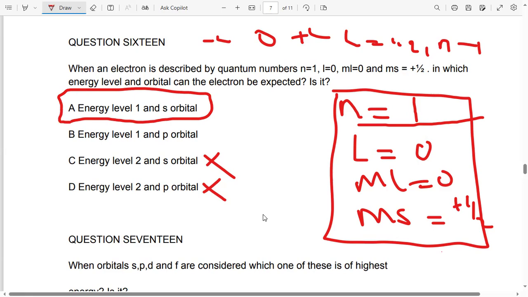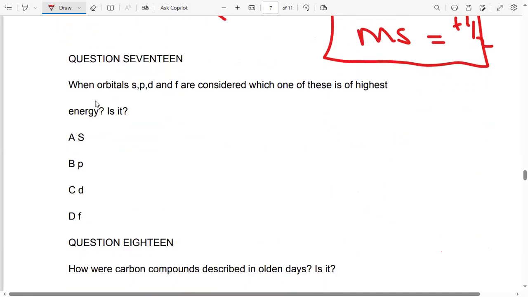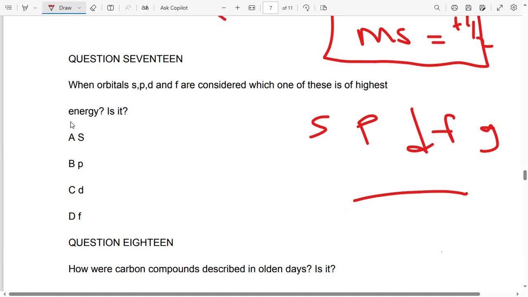All right, and then let's look at the other question, which is question number 17. They're saying when orbitals S, P, D, and F are considered, which one of these is of highest energy? I already explained this. I said S is the lowest, then you go to P, you go to D, you go to F, you go to G, just like that. So the one with the highest energy will be the F.